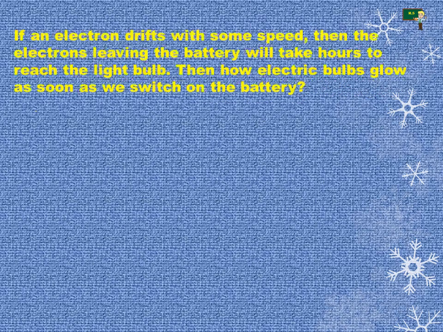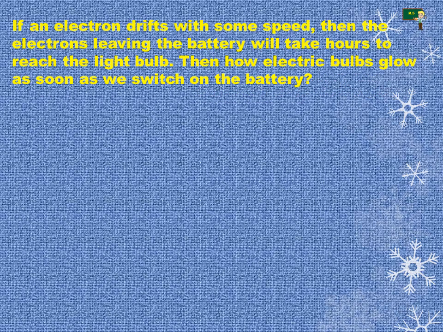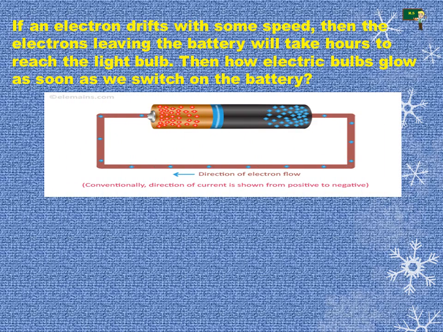Dear students, there are a lot of misconceptions about electric charges and batteries. Let me give a question and an answer about this. In our book, there is a question about this misconception: if an electron drifts with some speed, then the electrons leaving the battery will take hours to reach the electric bulb. Then how do electric bulbs glow as soon as we switch on the battery?